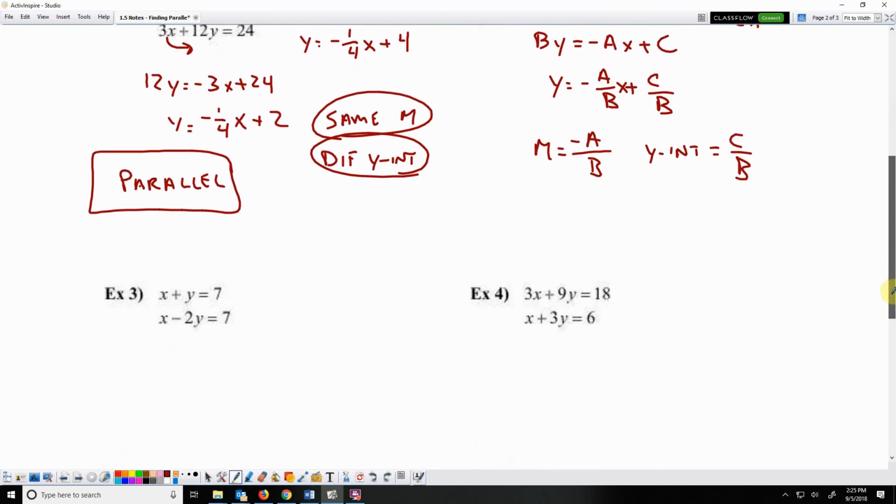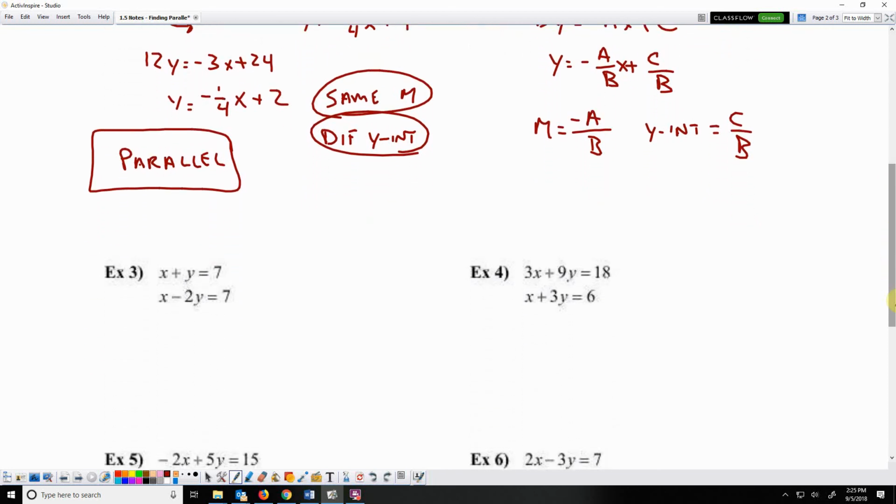And we can use that on example 3. In the first line, a is 1 and b is 1. The slope is the opposite of 1 over 1, opposite of a over b. So the slope is negative 1 for the first line. For the second line, we have an a of 1, opposite of a is negative 1, and b is negative 2, so the slope is positive 1 over 2.